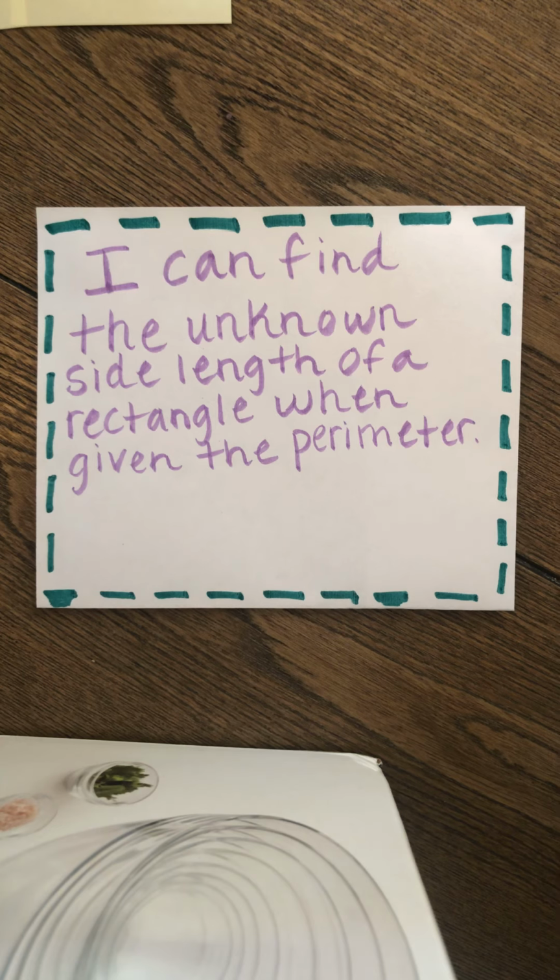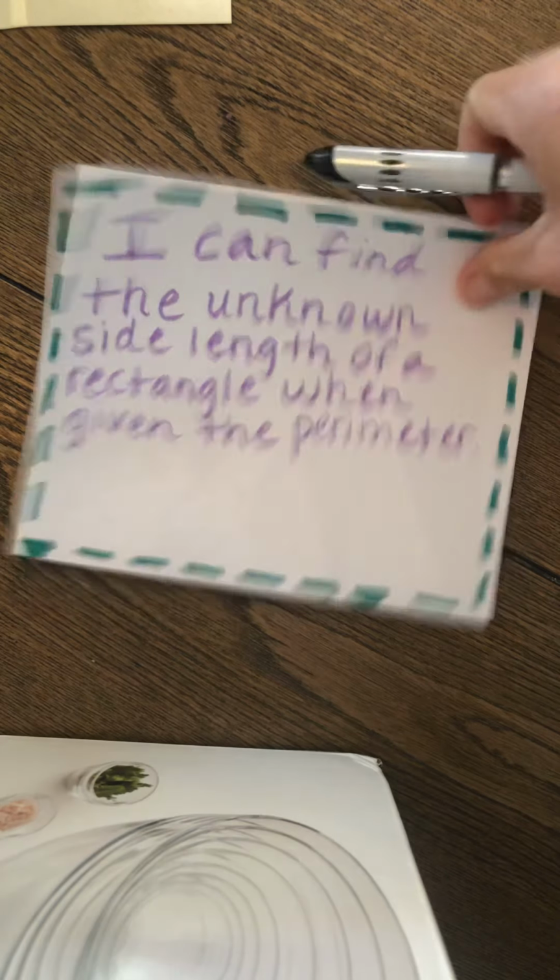Earlier this week, Miss Tansel taught you how to find the missing side lengths of a polygon. Today, we're going to strictly focus on finding the missing side lengths of a rectangle in a word problem. So our learning target is, I can find the unknown side length of a rectangle when given the perimeter. So we're going to start with this first problem.